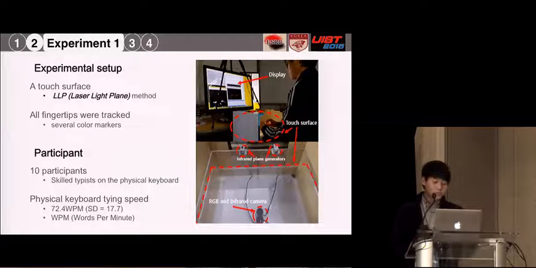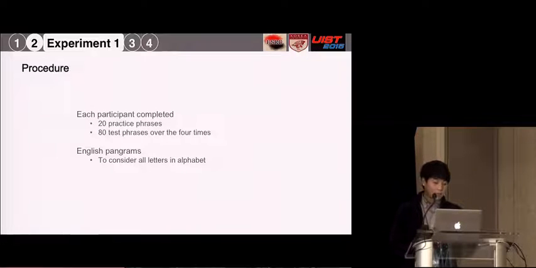Next, this figure shows our experimental setup. It includes two parts, display and touch surface. The touch surface was implemented with the laser light plane method, and participants' fingertips were all tracked using several color markers. In the first experiment, 10 skilled typists participated. Then they completed 80 test phrases over 4 sessions. All phrases consisted of English pangrams to cover all letters in the alphabet.